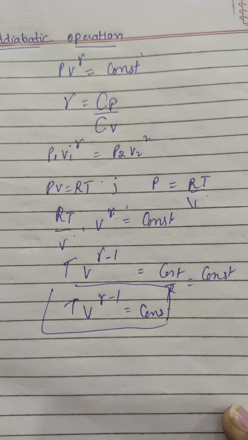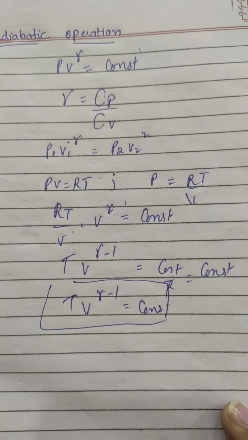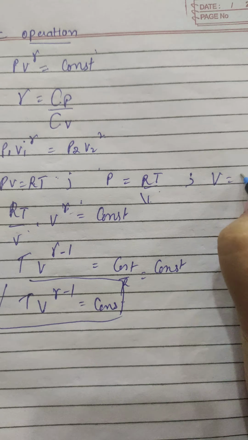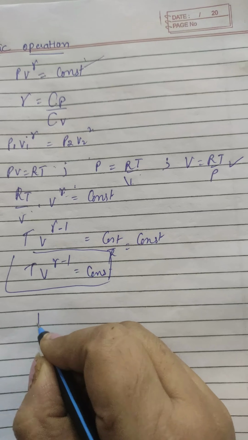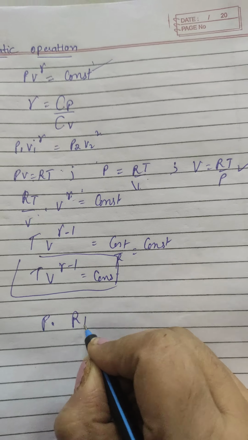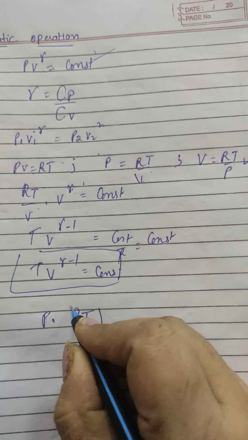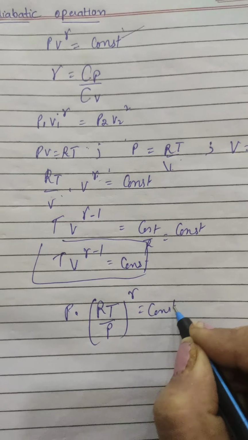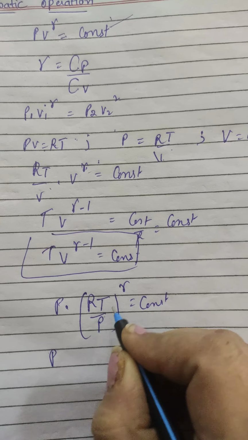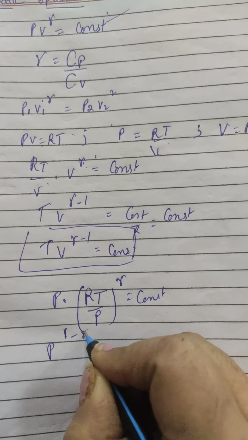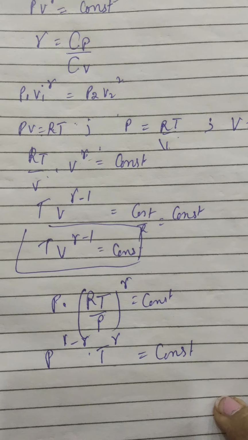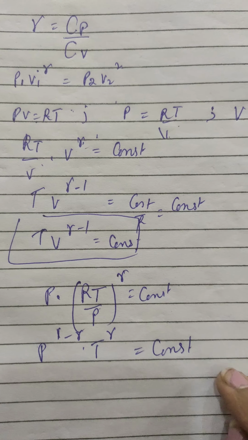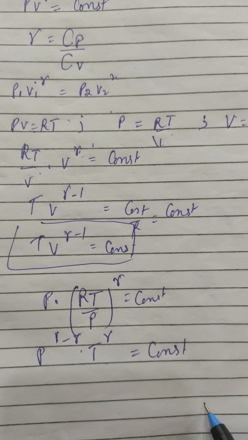Similarly, to find the relation between pressure and temperature, we will eliminate the volume from this equation. In that case, we will have V is equal to RT by P. Putting this value in the first equation, we will have P into RT upon P, raised to power gamma, is equal to constant. So we write here P to power 1 minus gamma, T to power gamma, is equal to constant, taking it by R, which is again constant. So this is the relation between pressure and temperature for adiabatic processes.